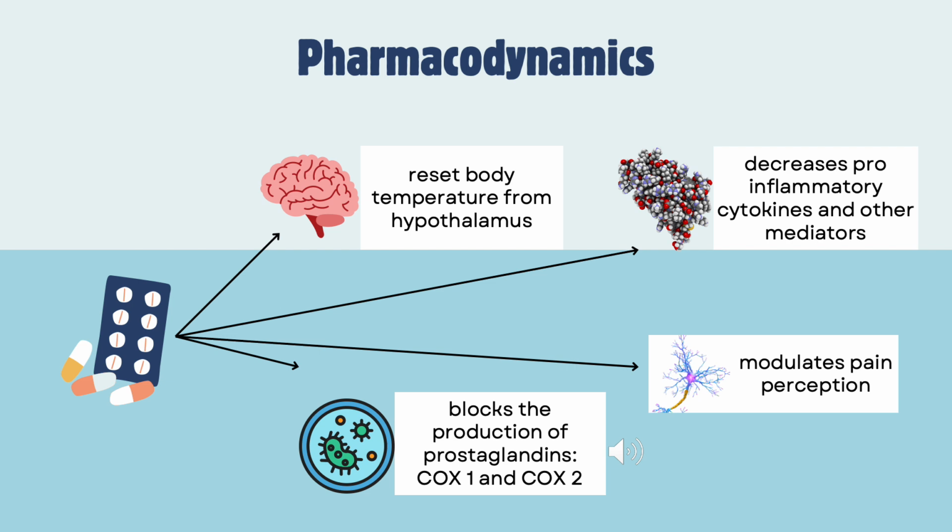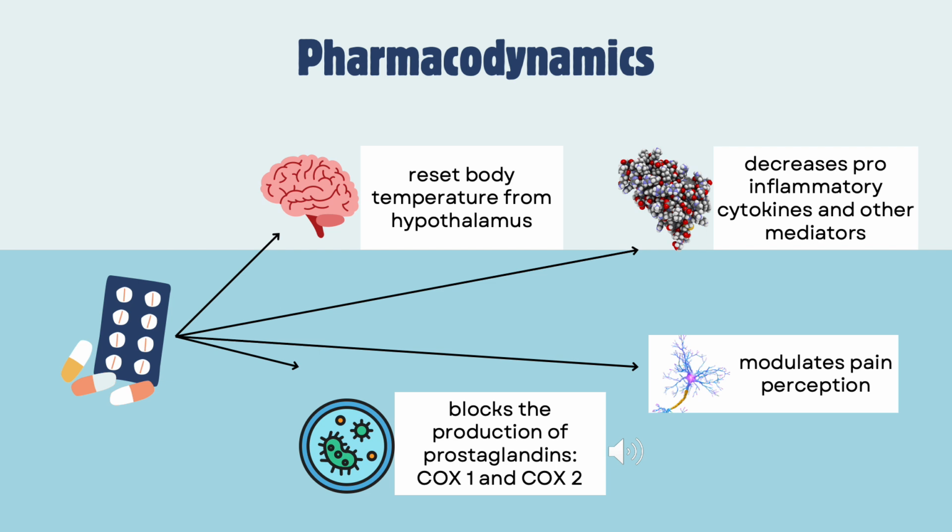Going on to the pharmacodynamics, the anti-inflammatory effects of KETOFEN are attributed to its inhibition of cyclooxygenase 2, or COX-2, an enzyme that plays a role in the synthesis of prostaglandins by the arachidonic acid pathway. By blocking COX-2, KETOFEN reduces the production of prostaglandins, which are mediators of inflammation, pain, and fever.